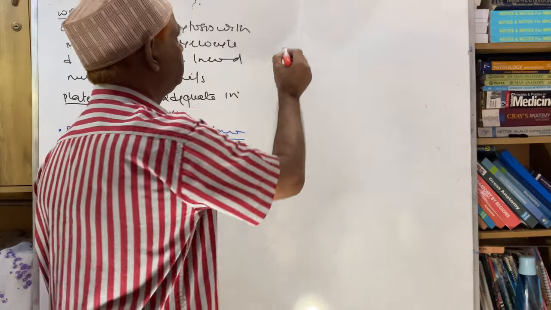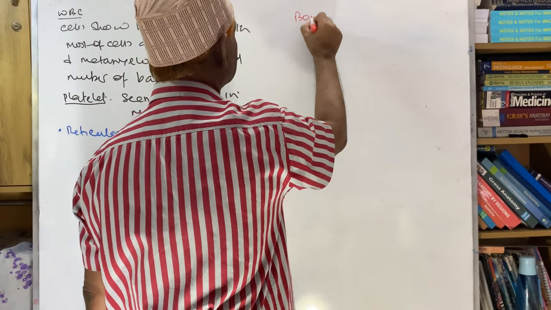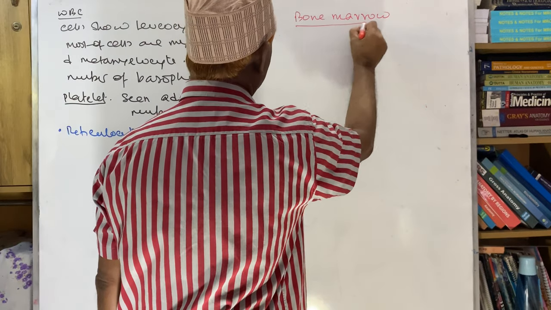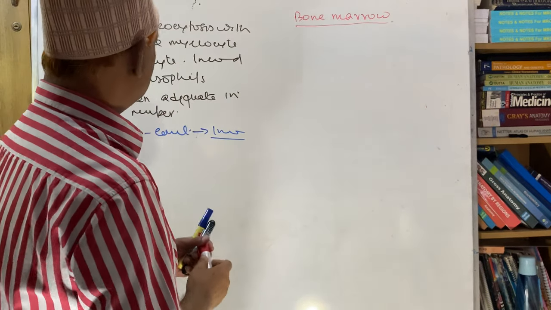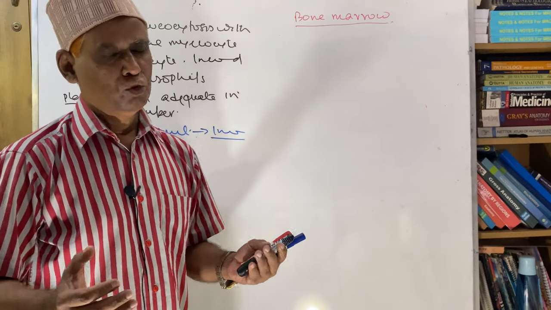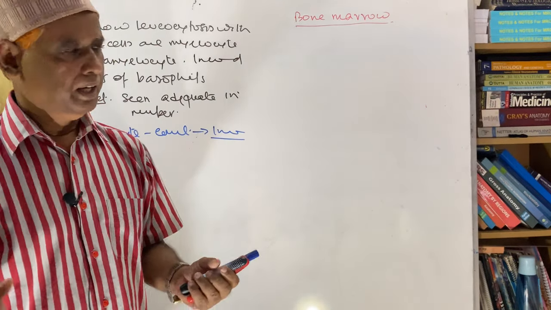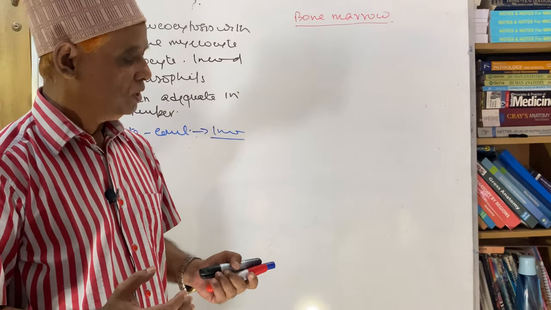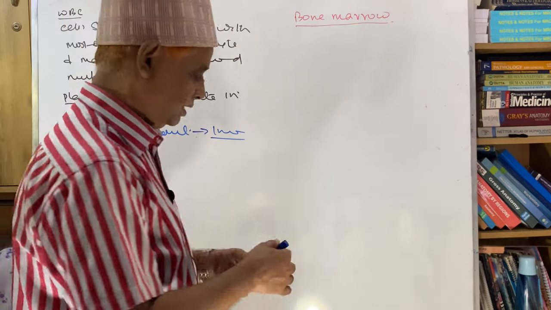Now come to bone marrow. Now come to bone marrow examination for diagnosis of chronic myeloid leukemia. Dear audience, you know leukemia is a blood cancer and it is the cancer of hematopoietic stem cell. So the marrow will be hypercellular.